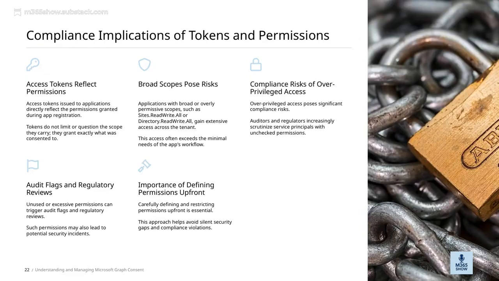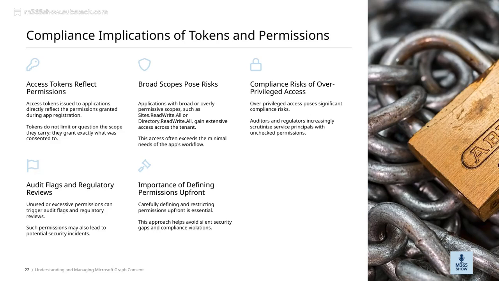When it comes to the compliance implications of tokens and permissions, understanding and managing Microsoft Graph consent is crucial. Carefully defining and restricting permissions upfront is essential because it helps us avoid silent security gaps and potential compliance violations that might otherwise go unnoticed. This approach ensures we set clear boundaries from the start, reducing the risk of overpermissioning.